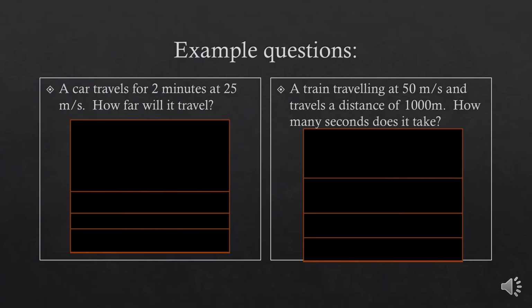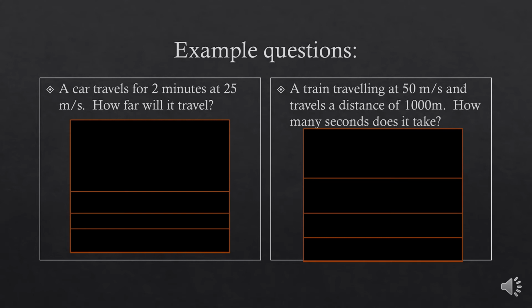So now we have those 3 equations. We can try equations where we have to rearrange the triangle to get the things we want. So let's start off with the question on the left. A car travels for 2 minutes at 25 meters per second. How far will the car travel?